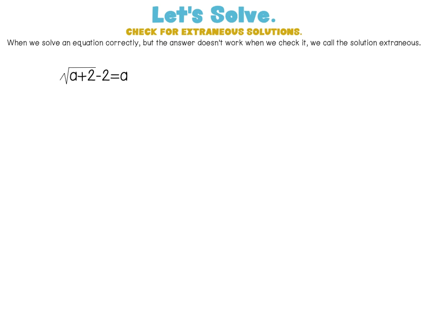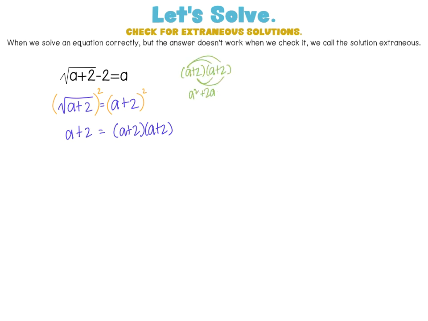I want to get a alone. I've got a on both sides of the equation, so let me get that radical by itself by adding the 2. All right, in order to get rid of that radical, I know I can square it. I have to do that to both sides. So on the left, it will cancel. But on the right, I actually have to say a plus 2 times a plus 2. That's going to actually require me to FOIL, multiply all of that out to get a squared plus 4a plus 4 after I combine my like terms.